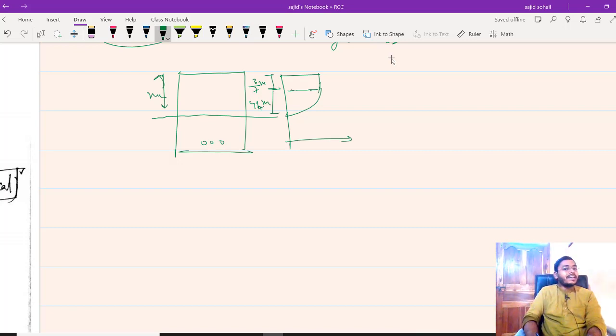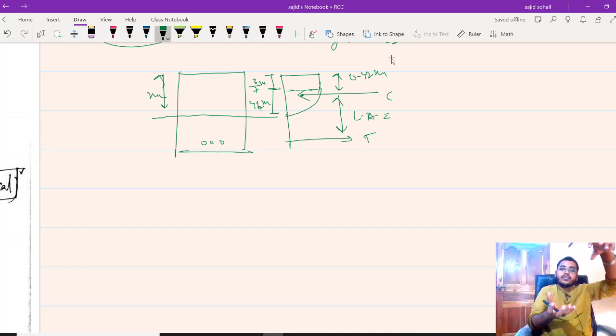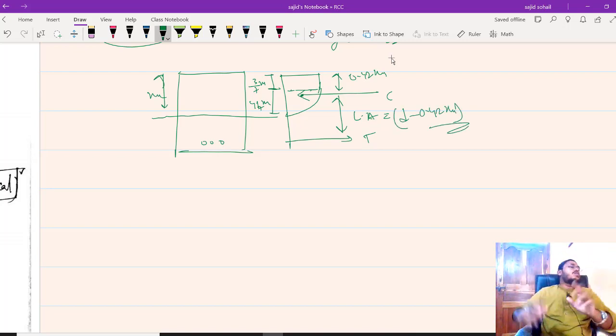Agreed or not? Right? And what is your lever arm? Lever arm will be somewhere here. Your compressive force's centroid, it is at how much distance? 0.42 xu. And what will be your lever arm? The lever arm will be the distance between your compressive force and tensile force, which is d minus 0.42 xu. I hope you know up to this point.